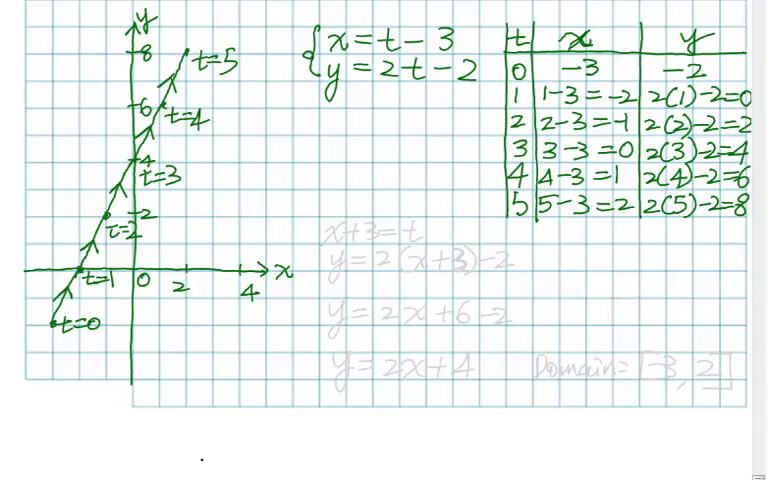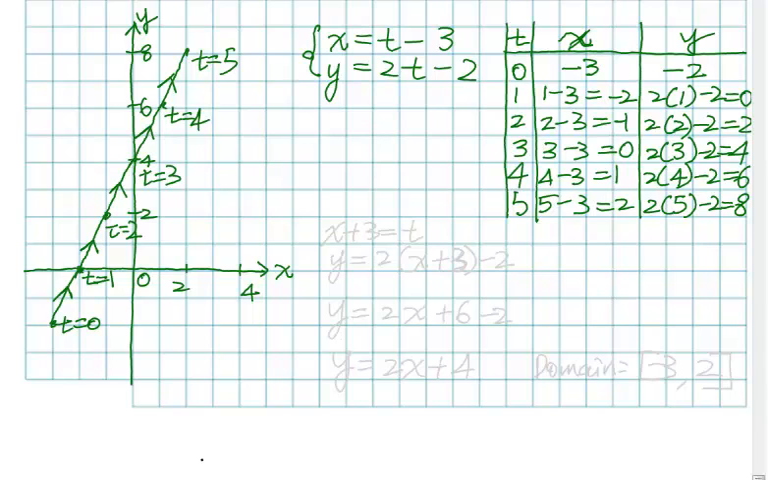And it makes sense because x is a linear function of t and the slope is 1. That means when t increases, x increases correspondingly. Likewise, y is a linear function of t. As t increases, y increases a bit faster because the slope of which is 2.